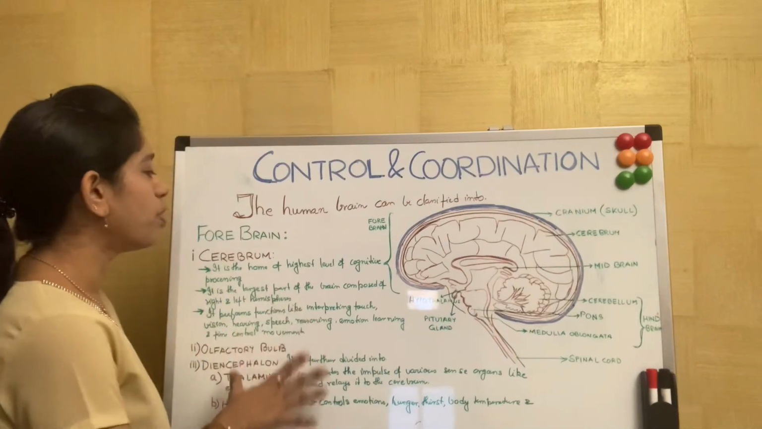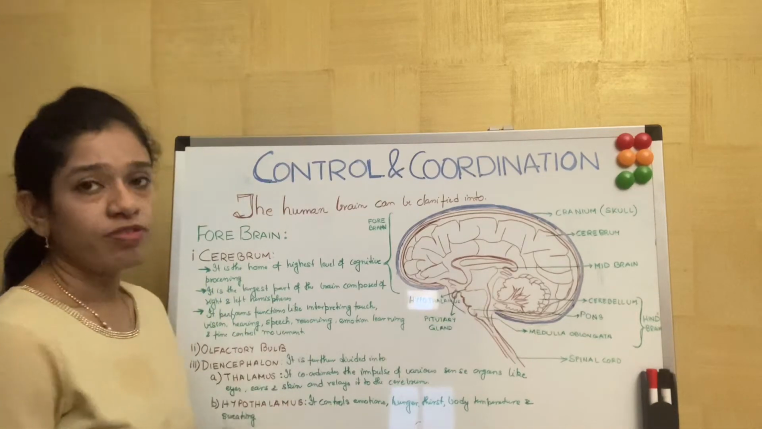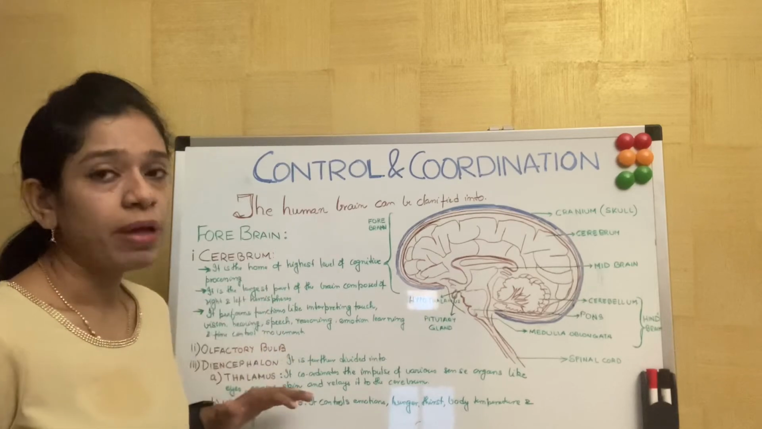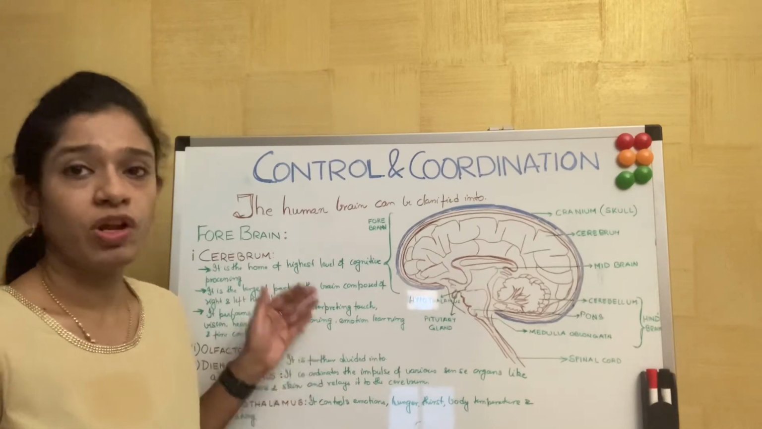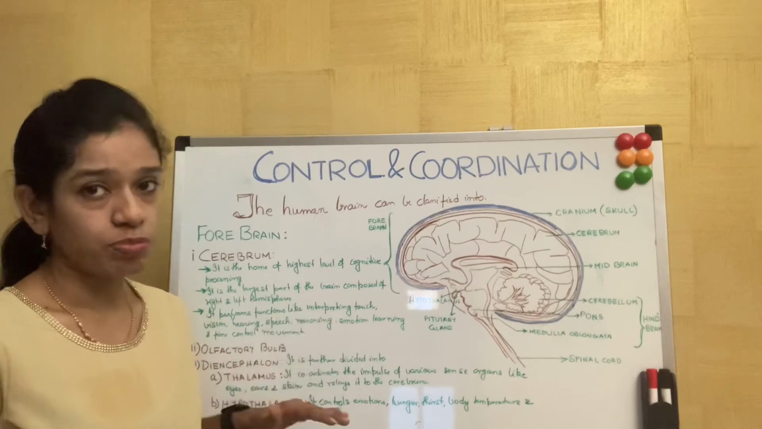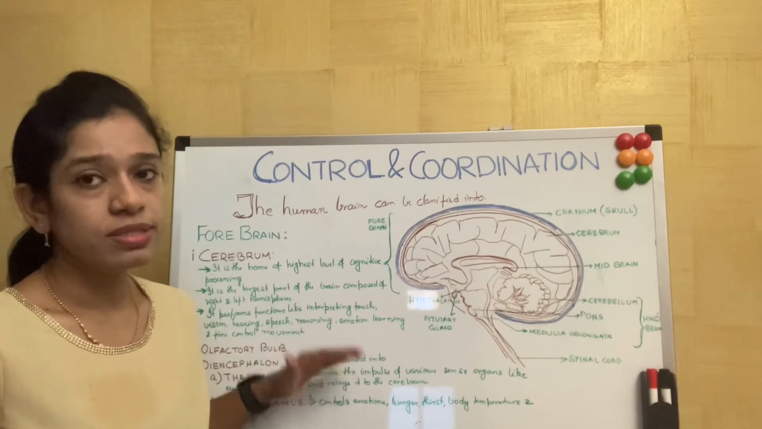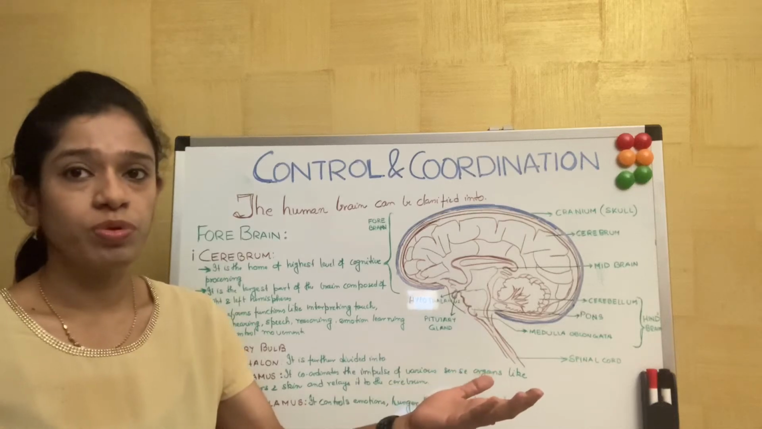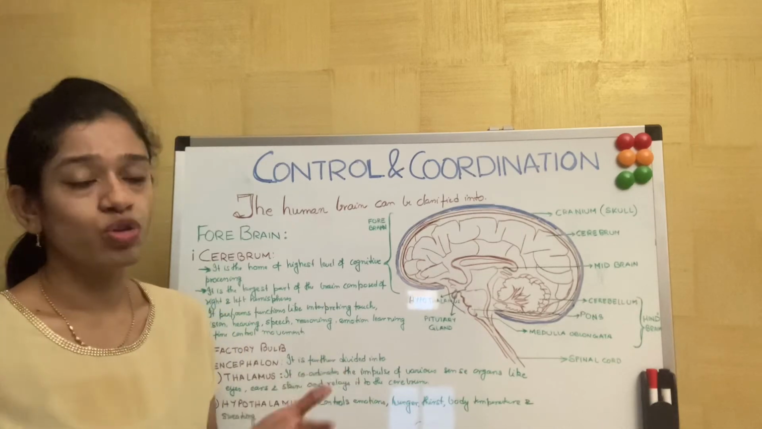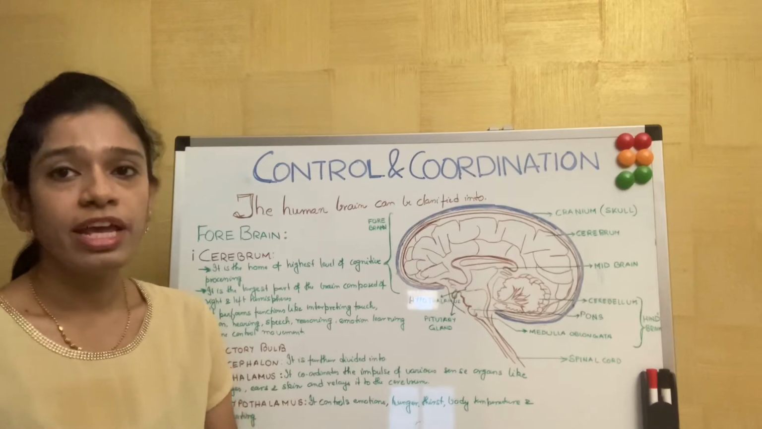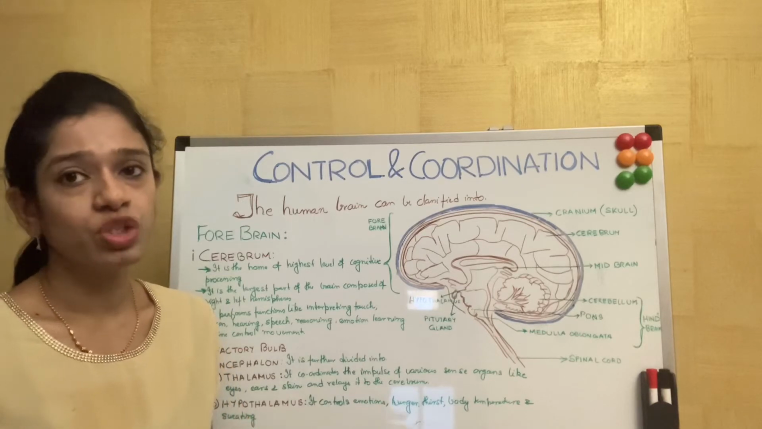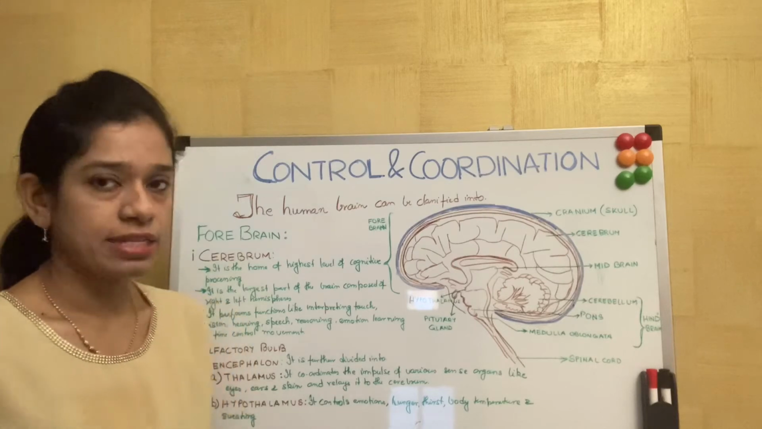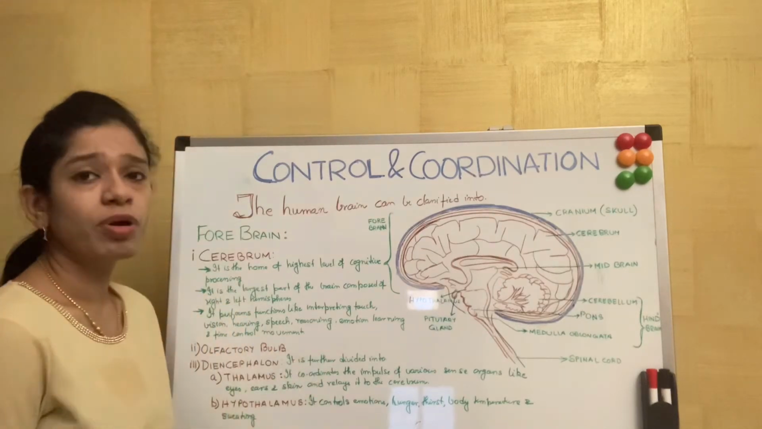So this is all about the forebrain: the cerebrum, the olfactory bulb and the diencephalon. The diencephalon is again divided into thalamus and hypothalamus. The thalamus takes the impulses of the sense organs and sends them to the cerebrum for processing, whereas the hypothalamus controls mostly the involuntary actions like emotions, hunger, thirst, sweat, body temperature, etc.